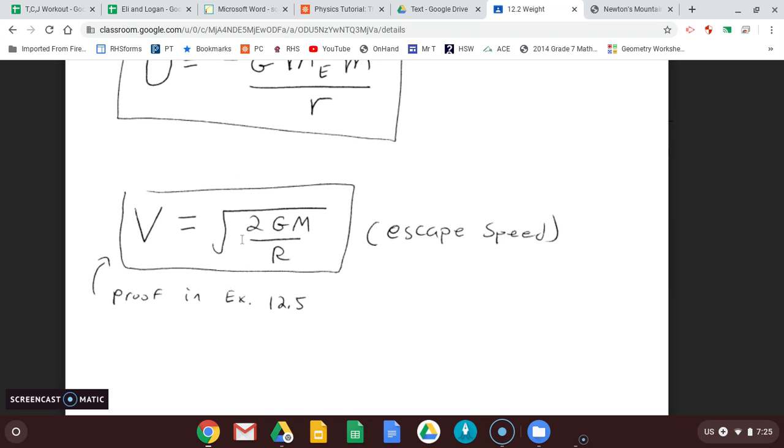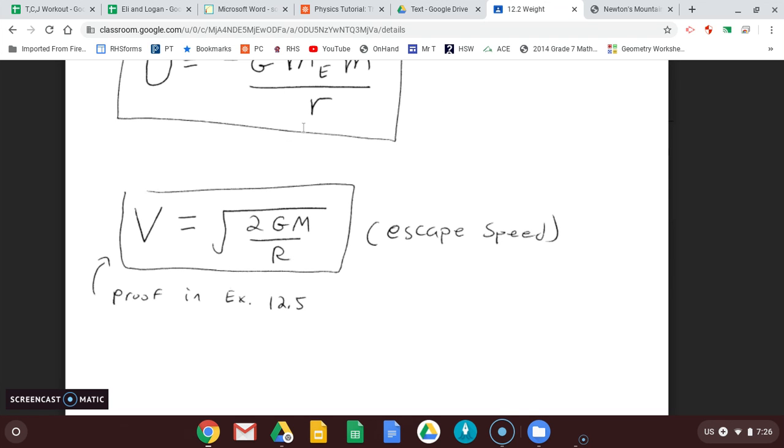The result is that this is the escape speed: the square root of 2 times G times the mass of the object in orbit divided by the distance r. That would provide us with the exact number, and anything beyond that number, if you tried to shoot something that fast, that far away, it would be able to break that pull. By the way, don't forget this r represents the distance between the satellite and the center of the Earth, or the center of what we're orbiting around.